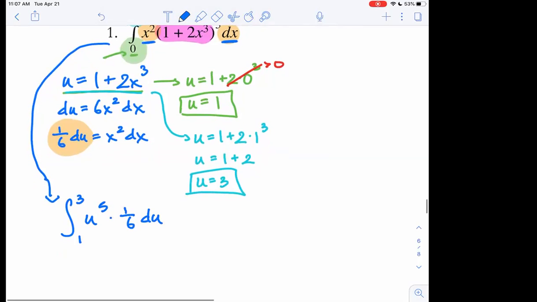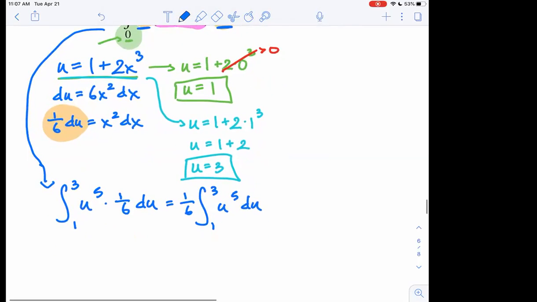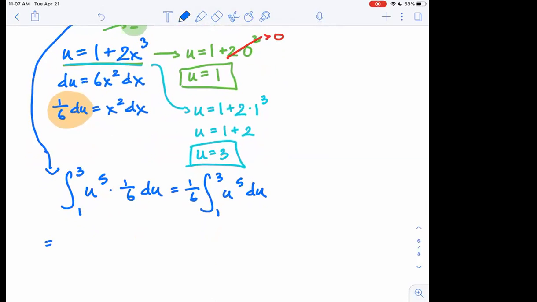Okay, now we can do this the same way we've been doing all the other questions. I'm going to go ahead and move the 1/6 out to the front. And now to find my integral, I'm going to use my power rule. So 1/6 U to the 6th. But I'm not going to put a plus C. Instead, I'm going to drop the line, and I'm going to put a 3 at the top and a 1 on the bottom.